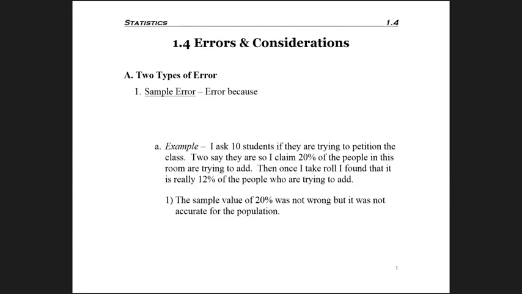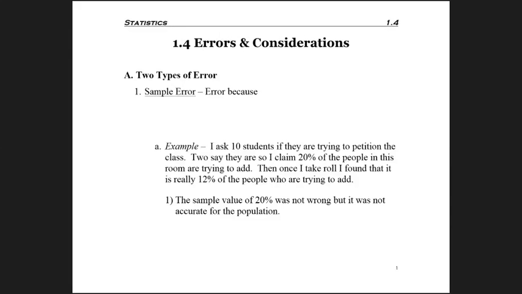Now we need to look at errors that can occur while collecting data, and also other things to consider that may not be an error, but things to keep in mind as you're looking at data, and that's what section 1.4 covers. So in terms of errors, there are two classifications of an error in statistics.